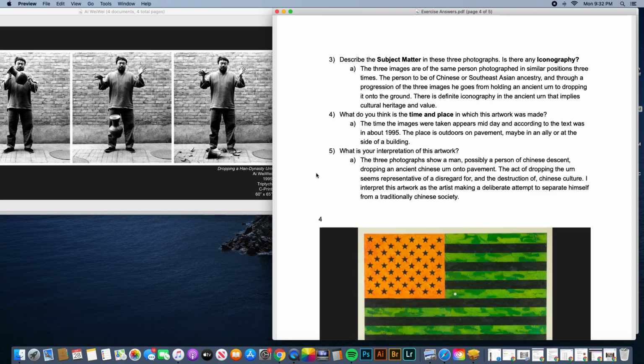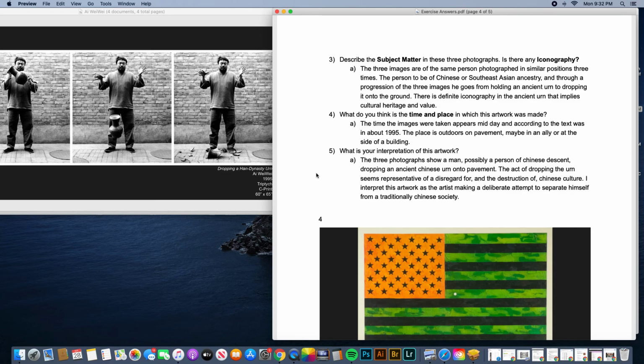Question 5. What is your interpretation of this artwork? This is my answer. You can have other answers because it is your interpretation. As long as the interpretation is thoughtful and well argued, you will receive points. It is valid.